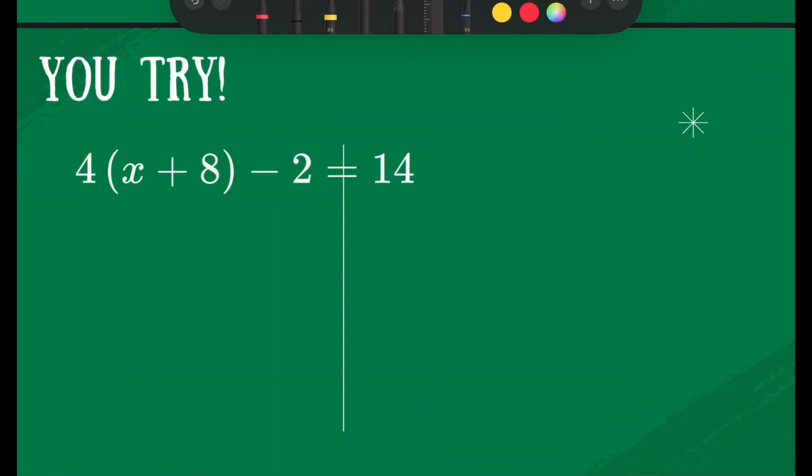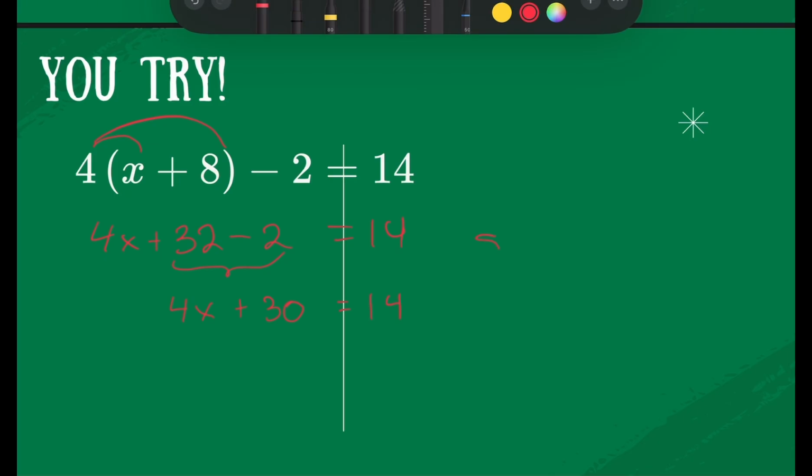First thing we're going to do is we're going to distribute the 4 to everything inside the parentheses. And we get 4x plus 32 minus 2 is equal to 14. And now we could simplify this by doing 32 minus 2 because those are like terms. So we're going to combine those and we get 4x plus 30 is equal to 14.